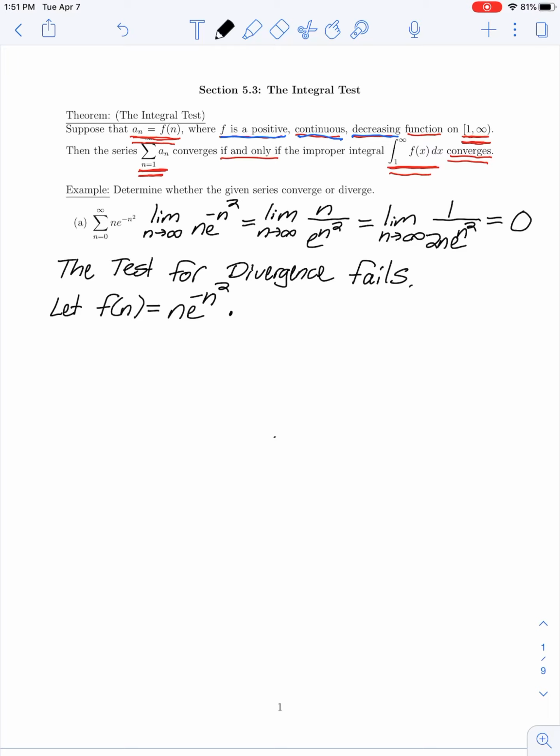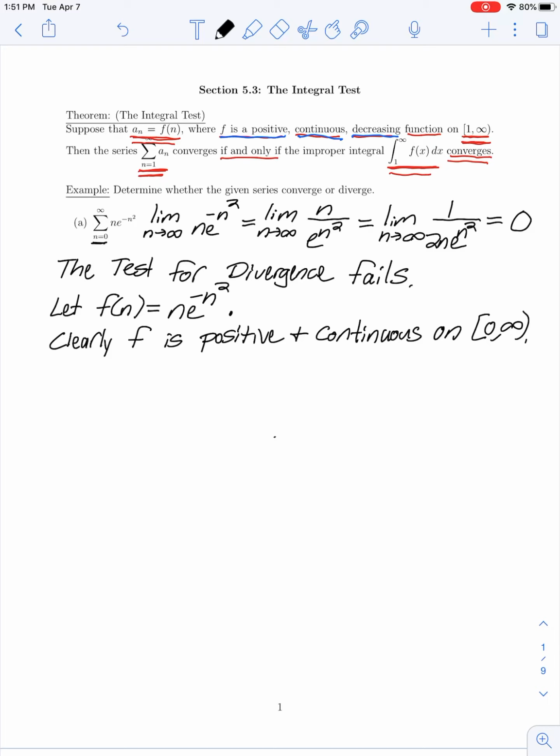Now for this function, it's the product of n and e to the negative n squared, which are both continuous functions, so the product is going to be continuous. And each of these functions are positive as long as the interval that we're working over is positive, which in this case it is, since we're summing from n equals 0 to infinity. So let's start by saying clearly this function f is positive and continuous on the interval where we're summing from 0 to infinity.